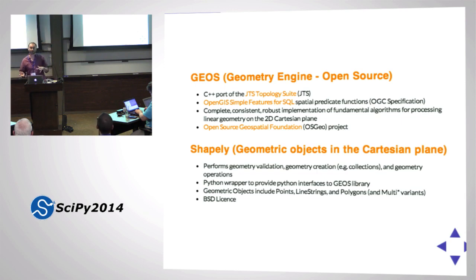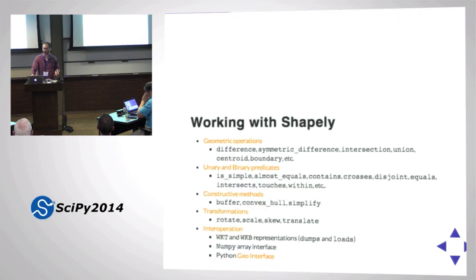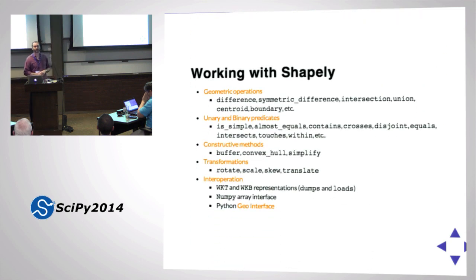You can represent geometries in different ways using the simple feature specification. It does points, line strings, and polygons, and multi-variants of them. And it's under a BSD license, or modified BSD license, which means you can use it wherever you want, which is great. So Shapely is pretty cool.